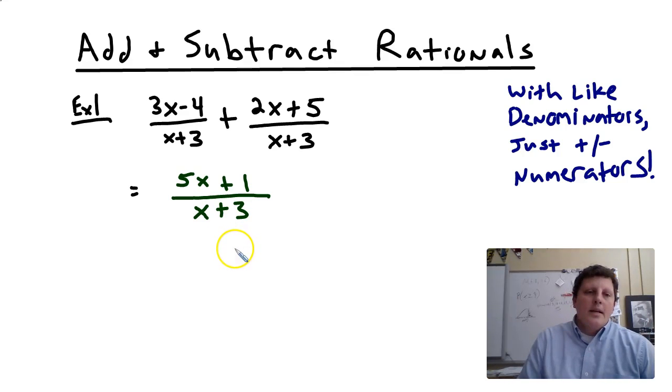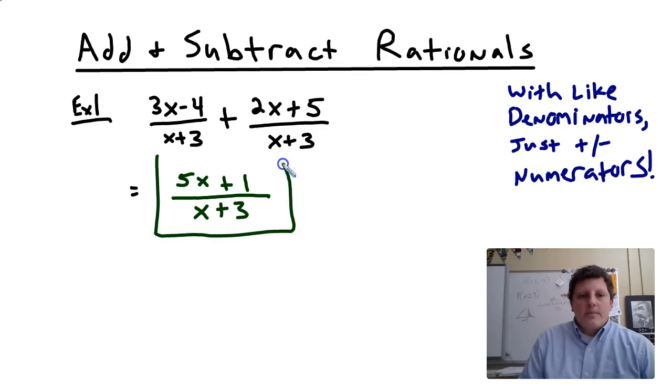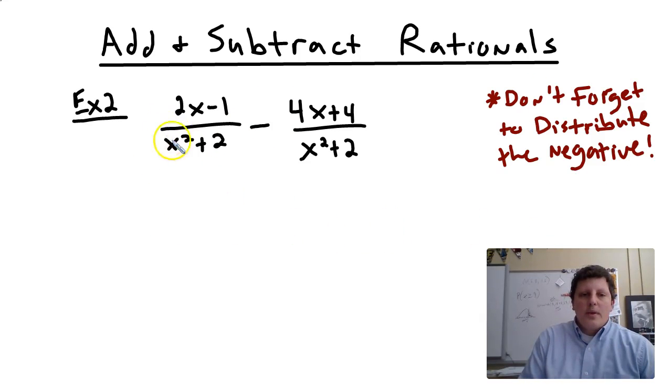Just like 1/3 plus 1/3 is 2/3, I'm just going to add those numerators together and it's going to stay x plus 3. And that is my answer. One more quick example with like denominators.